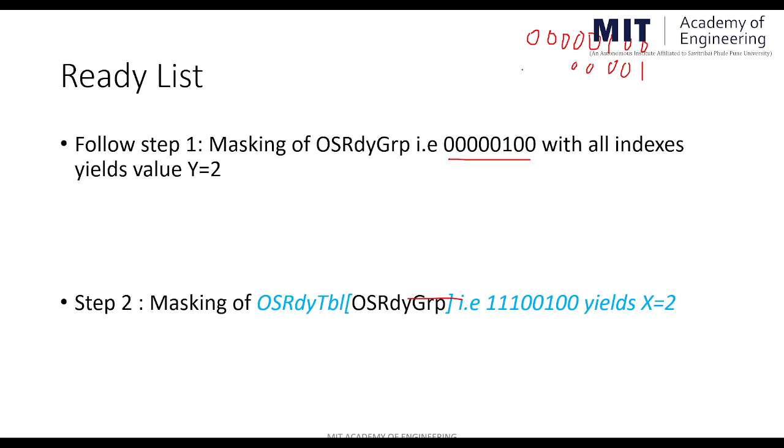If the scheduler does this masking, it will get the following. 0 and 1 is 0. 0 and 0 is also 0. 1 and 0 is also 0. So this ANDing operation gives no value in the result.